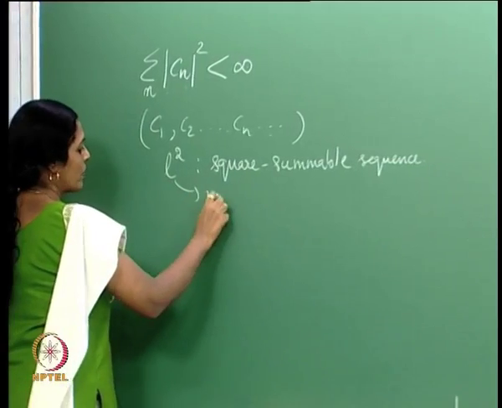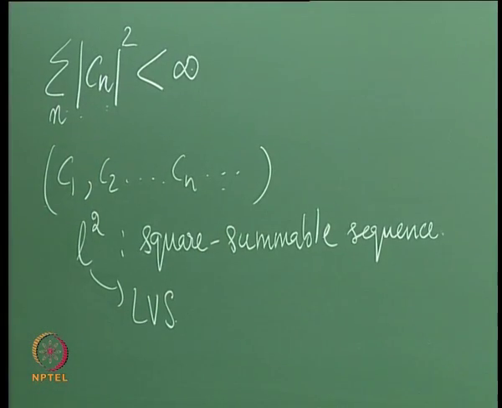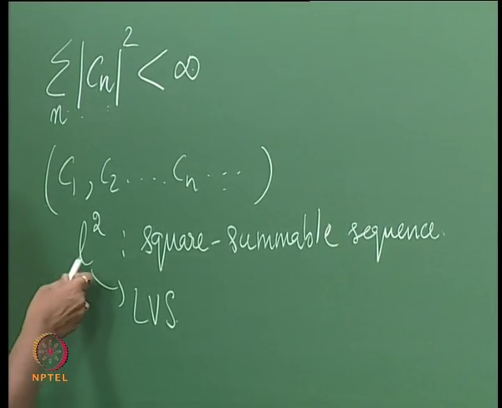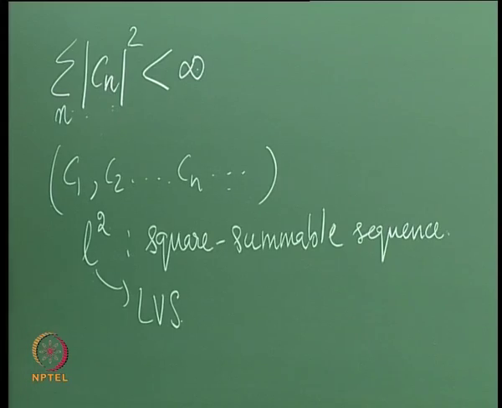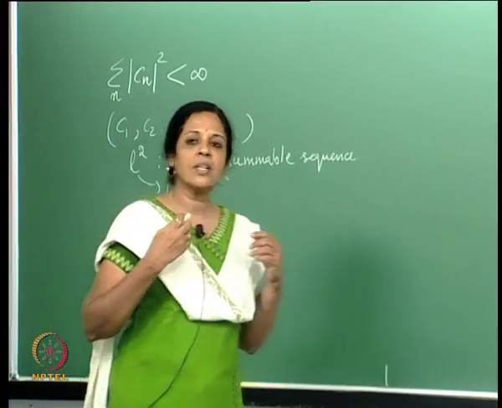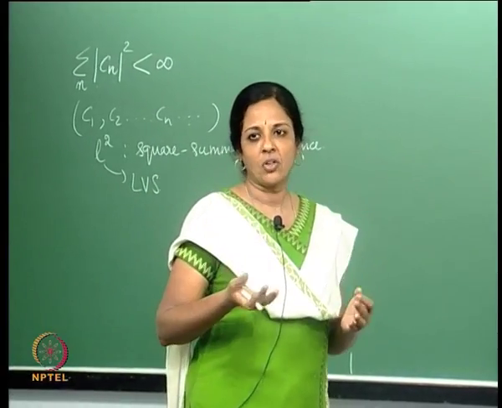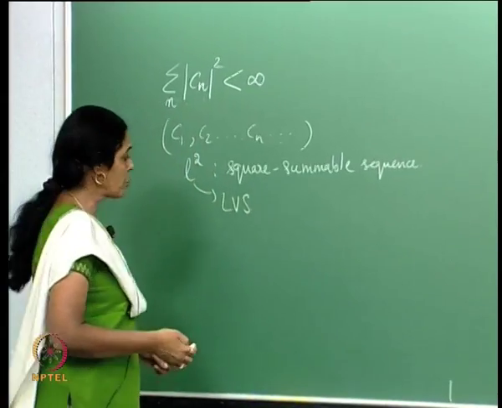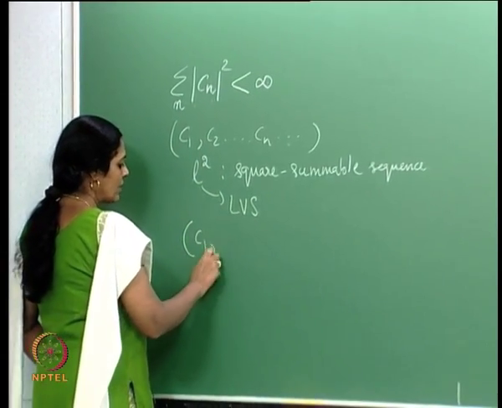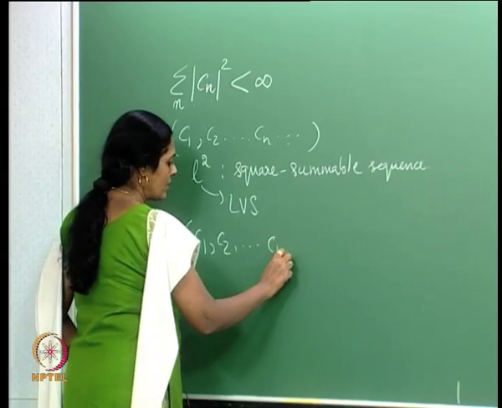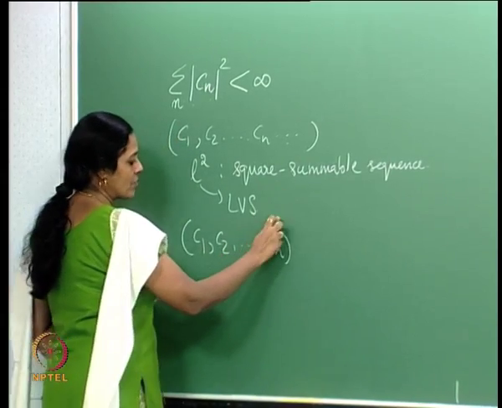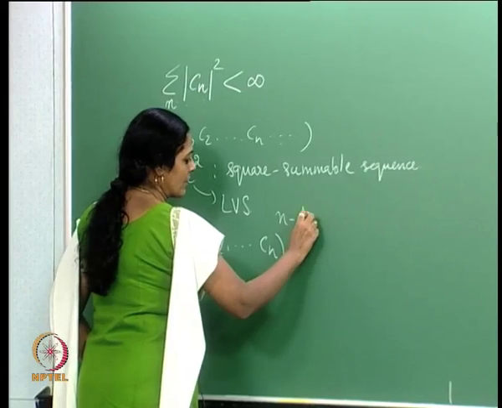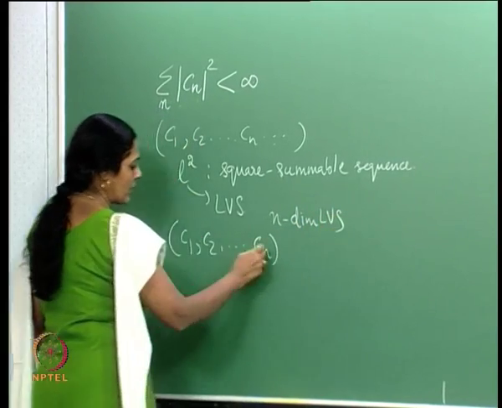L2 is a linear vector space. The set of all such sequences are states in a linear vector space L2, which is the space of square summable sequences. And as in every linear vector space, I need to define the concept of addition and scalar multiplication. That is defined pointwise. Suppose I have a sequence C1, C2, Cn, and suppose I were considering only a finite dimensional, n-dimensional linear vector space, so that I stop there.